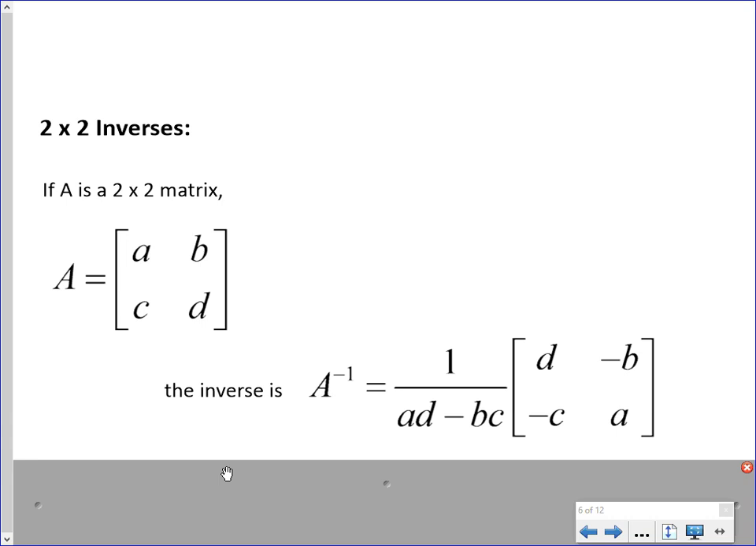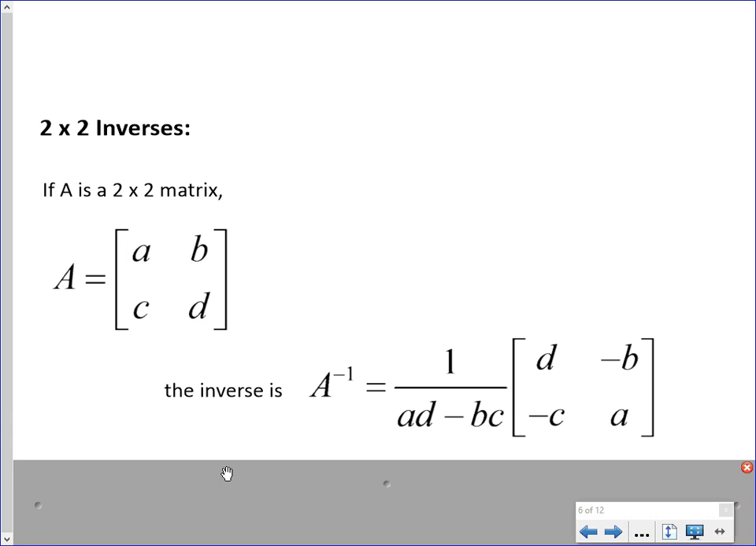So as you practice this, you'll get better at what the formula is and what the steps are to find the inverse. I do expect you to know how to do this for Monday's quiz. It starts off with a scalar right here: 1 over this piece, AD minus BC.